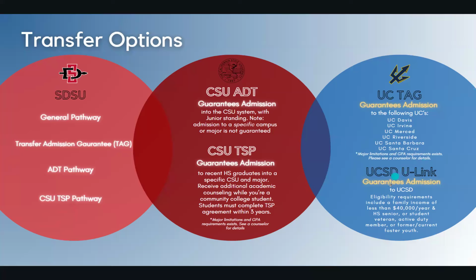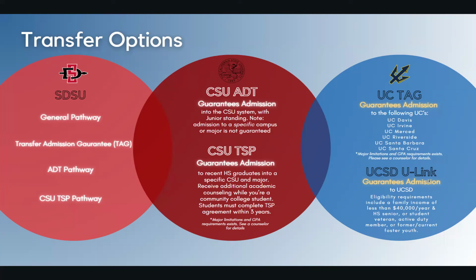Now, our closest UC campus within San Diego is UCSD. And although they do not participate in TAG, you can apply through other methods. One of them includes UCSD U-Link. This way guarantees you admission into UCSD. However, you must meet income requirements.